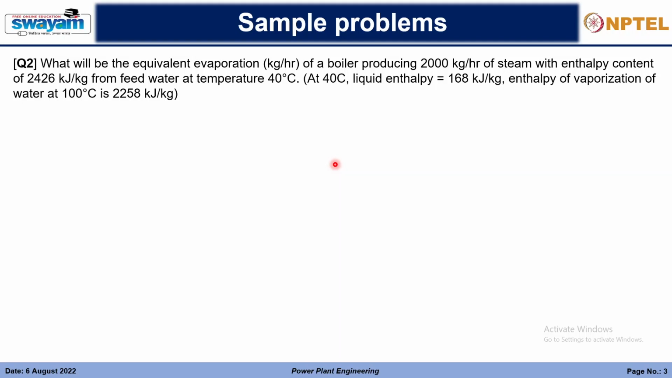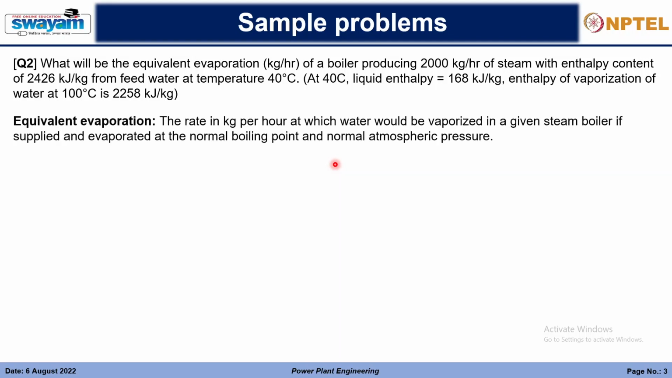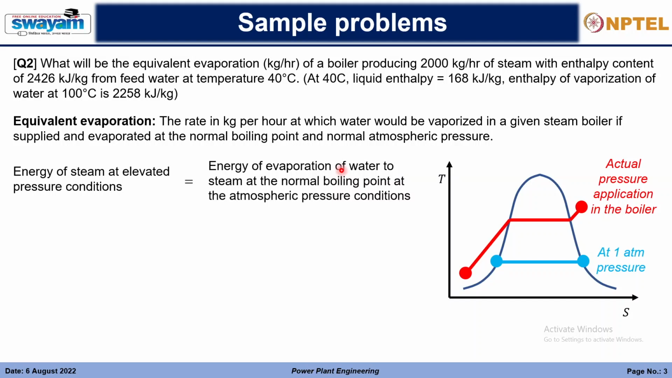So before moving on, I would like to explain what is equivalent evaporation. Equivalent evaporation is the rate in kg per hour at which water would be vaporized in a given steam boiler if supplied and evaporated at the normal boiling point and normal atmospheric pressure. So let me explain it like this. Our steam boilers are operating at a very high pressure, right? So you might be seeing the red color curve. This is actually the actual pressure application in a boiler, and accordingly it is evaporating the steam.